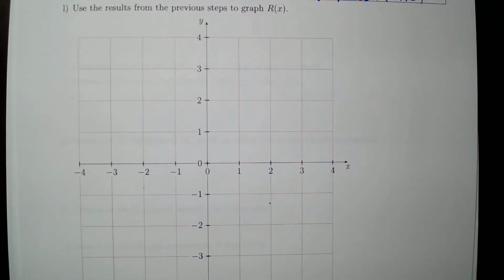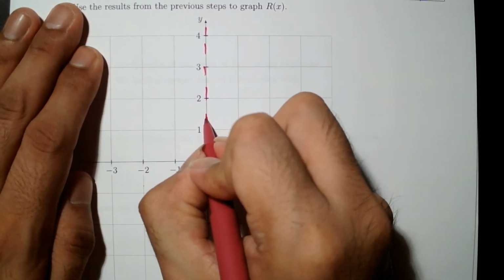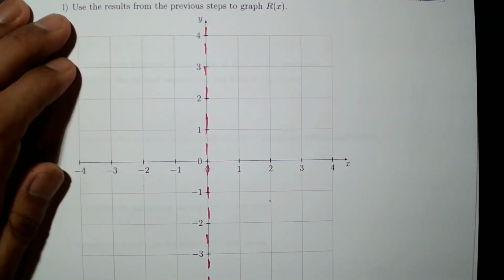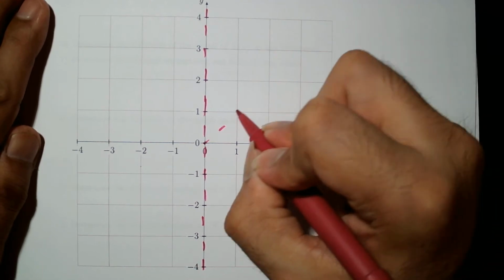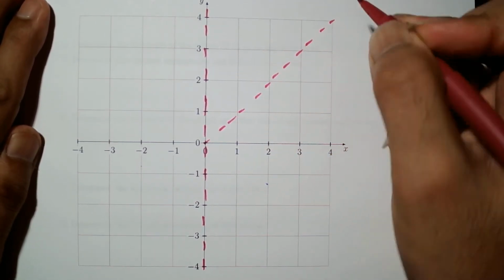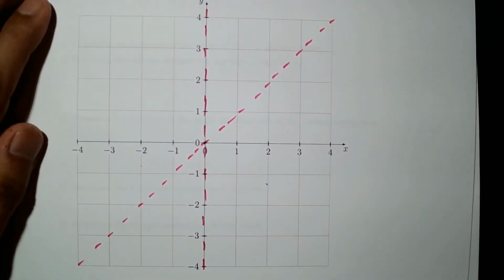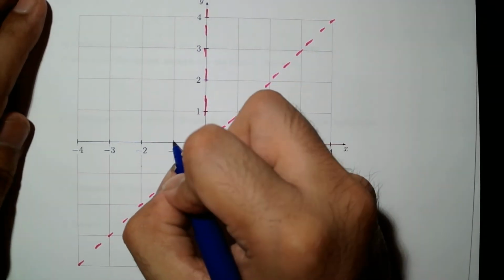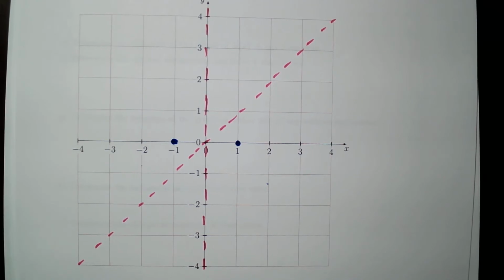So number 1, we have a vertical asymptote at x equals 0. That is the y-axis itself. And then we have a diagonal or oblique asymptote, which is of this form. It's one of these weird looking types of asymptotes. And then now let's see. Do we have x-intercepts? Well, yes, we have x equals negative 1 and x equals 1 as x-intercepts. Again, recall that we do not have any y-intercepts.